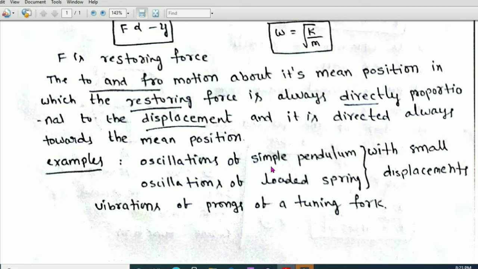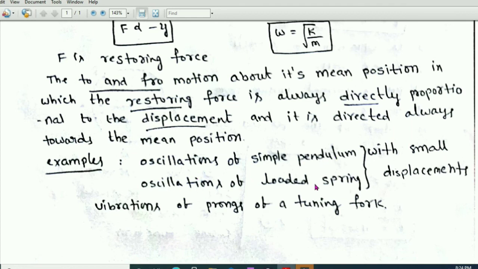Now, oscillations of a simple pendulum with small displacements. Whenever the bob of a simple pendulum is pulled aside and released, it makes oscillations and an angular displacement theta. Angular displacement means the angle made by the thread of the pendulum with the mean position, or with the vertical. If theta is small, then only those oscillations can be considered simple harmonic motion.